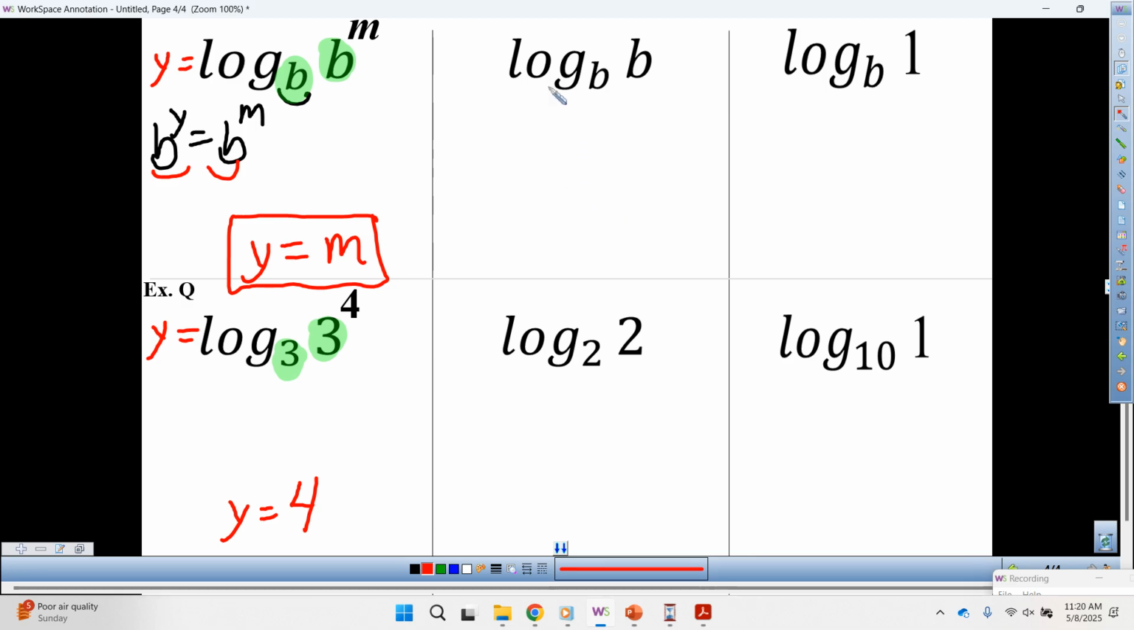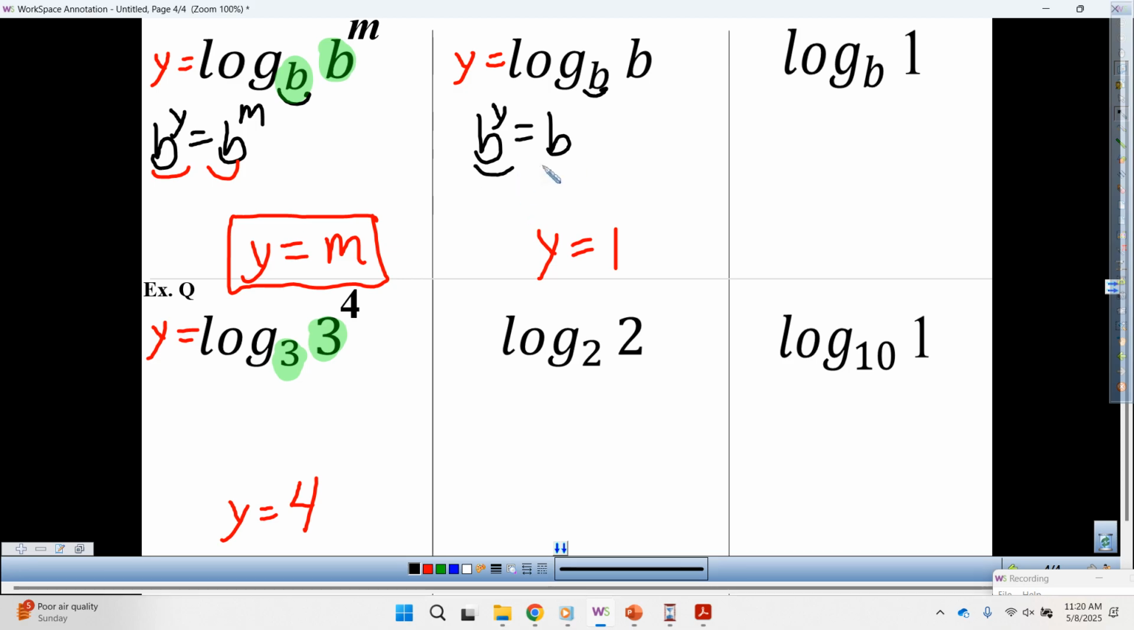Y'all ready? If you have a log where the base is the same as the given number and the given number doesn't have an exponent, the answer is y equals 1. How do you conclude that, Mr. Q? Let's prove it. Set it equal to y. Let's write it as exponential. So my base is b to the y equals the given number b. So are these the same base? Yes. What is the invisible exponent here, guys? An invisible 1. That's why the answer is y equals 1.